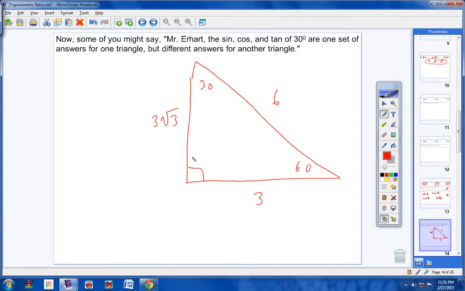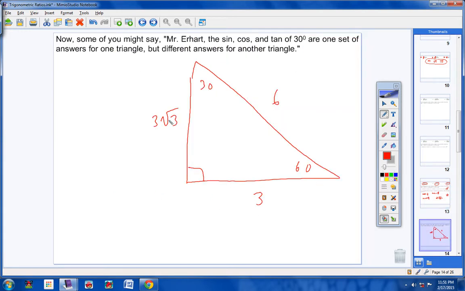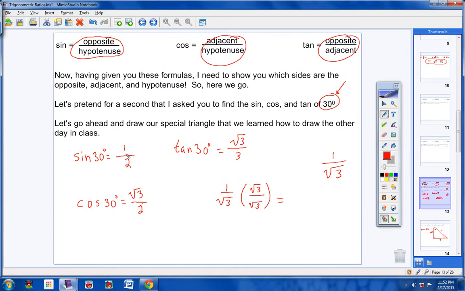No, they wouldn't, guys. Trust me. You get the exact same answers you got right over here. Well, Mr. Earhart, that's impossible because these numbers are bigger. Yeah, but the fractions are going to reduce. For example, if I said to find the sine of 30, that's opposite over hypotenuse, 3 over 6. Well, what is 3 over 6 reduced to? 1 half. What did I get over here for the sine of 30? 1 half. Isn't that cool, guys?